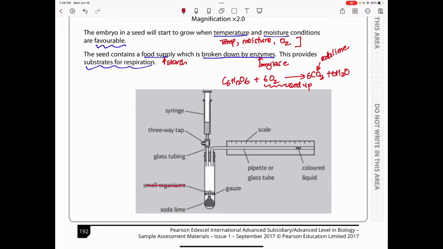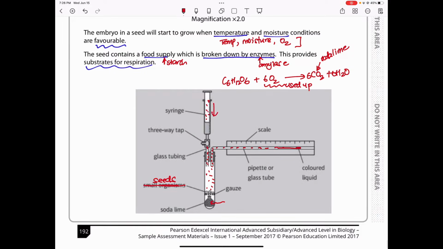Assume these are not organisms, but we have seeds here. The seeds are going to produce carbon dioxide that is going to be taken away by the soda lime. However, the colored ink is going to move as the oxygen is used up. In here, we have only oxygen. In that whole tube, we have oxygen, and here we have oxygen, and inside here we have oxygen.